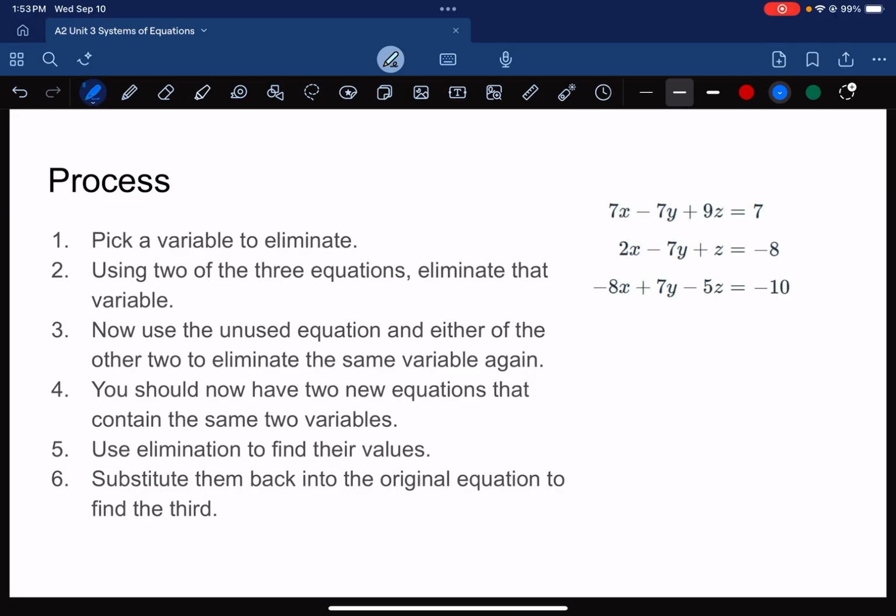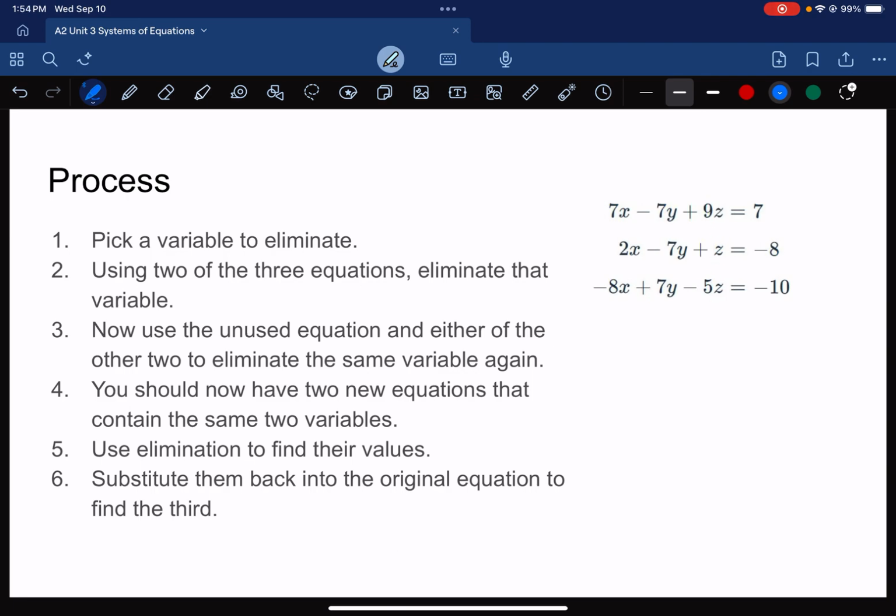So the key is to examine the coefficients and try and find a variable that will be easiest to make opposites with. So if you look at this system I've got here, you notice there's a negative 7y, a negative 7y, and a positive 7y. So I think y is going to be easy to eliminate there, all right? If you notice the other ones, x is 7, 2, and negative 8, I would need to come up with multiples of 7 and 2 and 2 and 8. And for z, it'd be 9 and 1, and then 1 and 5.